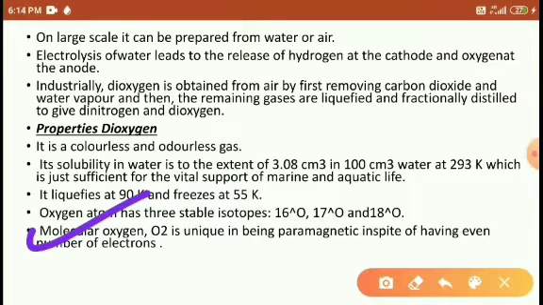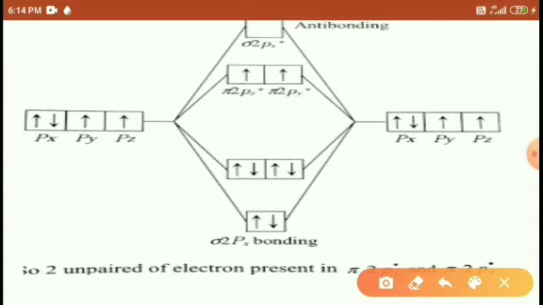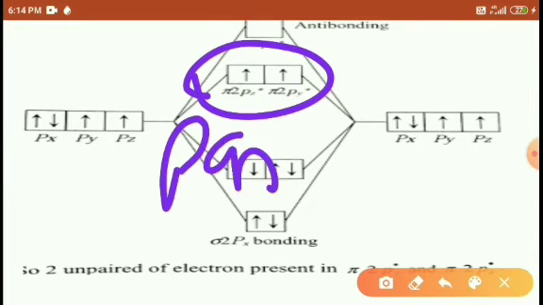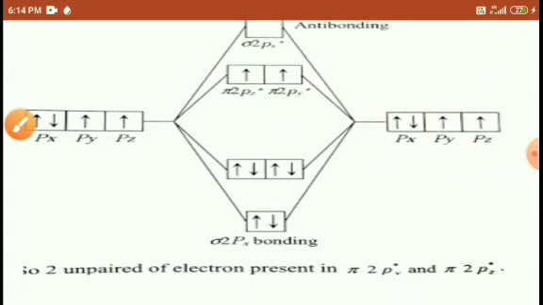So molecular oxygen O2 is unique and paramagnetic in spite of having an even number of electrons. I will show you, students. Last year we discussed bonding and anti-bonding. In molecular orbital theory, O2 contains 2 unpaired electrons, in π2py1 and π2pz1. Due to the unpaired electrons, we call it paramagnetic in nature. Right, students?